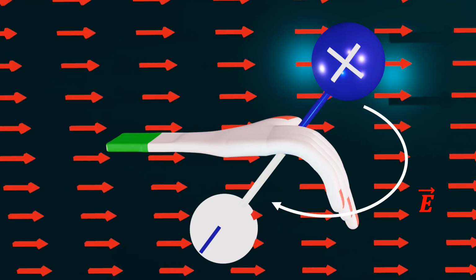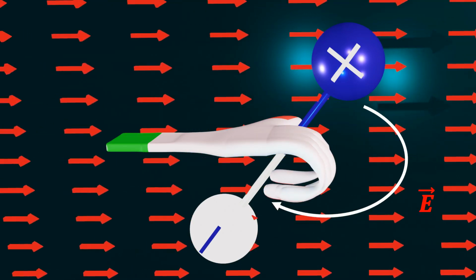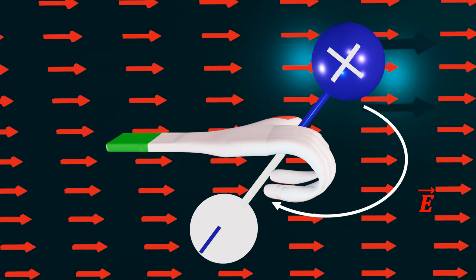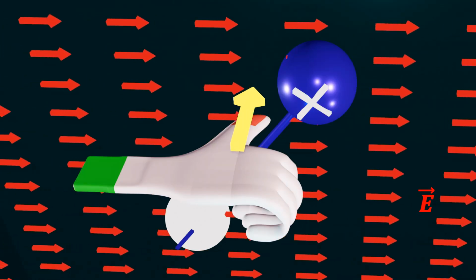Then rotate the other fingers towards the electric dipole direction, that is, the clockwise direction. Then the thumb direction shows the direction of the torque.